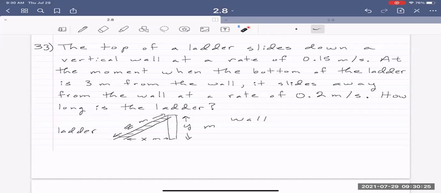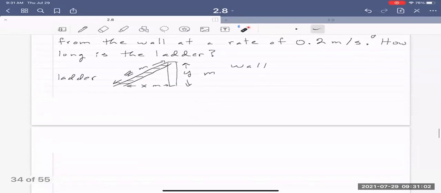You are so far away from the bottom of the ladder, so far away from the wall, and it's going to be moving away. So this x here is changing in value. Similarly, y is the height that the ladder is on the wall. And again, that's going to be changing because your ladder is falling down. It's sliding down the wall.